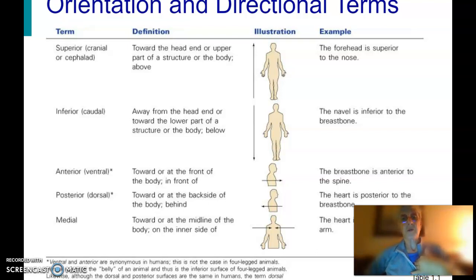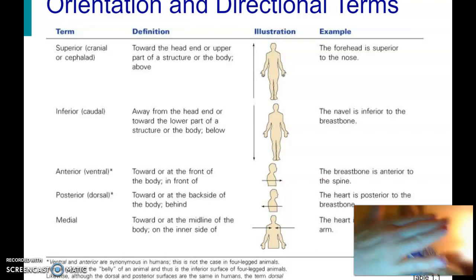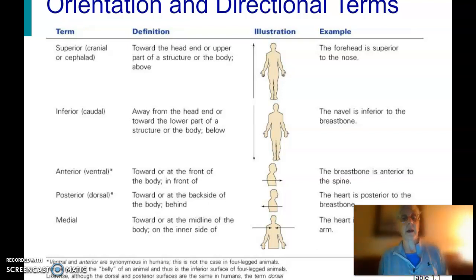You can also do something like my heart is anterior to my spine. So it is more towards the front of my body. The spine is in the back. You could say that my rib cage is more anterior than my heart. So towards the front versus towards the back of the body.